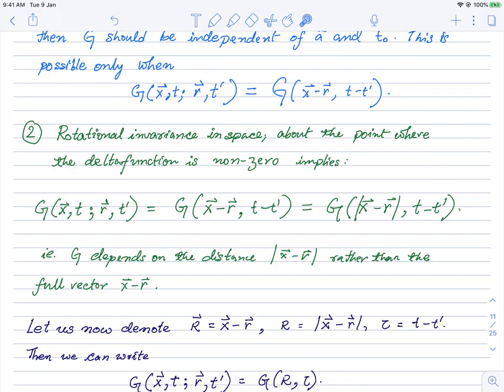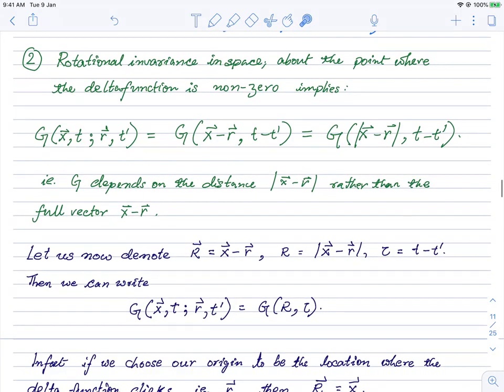This is exactly what happened even for the case of the Poisson equation, as we've seen, that the Green's function depended only on the magnitude of the distance. So it doesn't depend on all the vector directions of the x minus r vector. It only depends on the magnitude of this distance because of rotational invariance. So let's say this is the r vector. If there's rotational invariance about this point, it can only depend on the distance from this point. So rotational invariance implies that G will have the form x minus r.